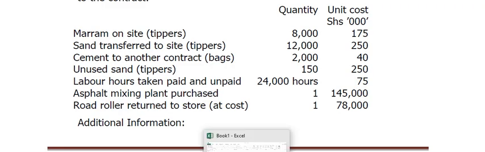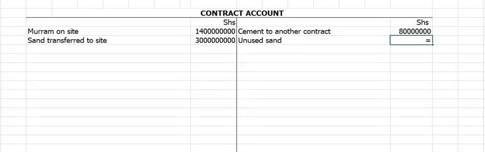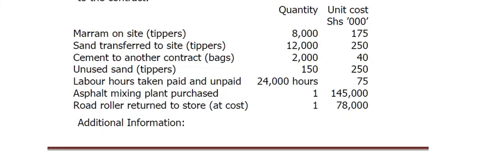150 tippers, that each tipper is 250,000, giving us that. Then what else do we have?